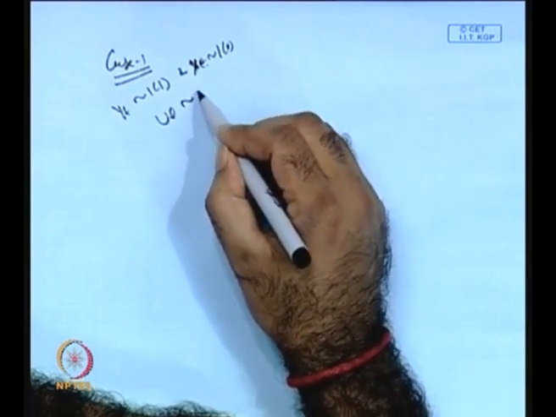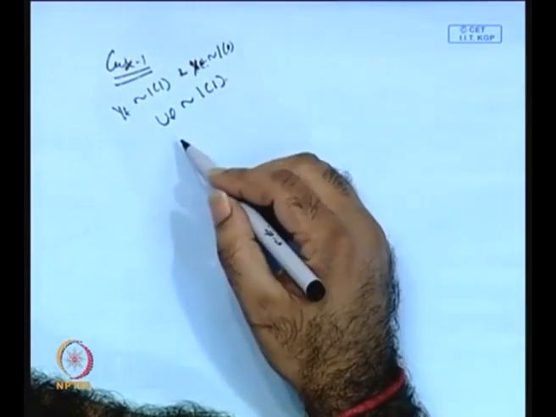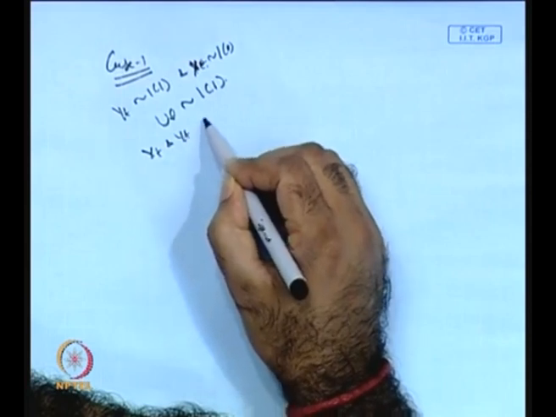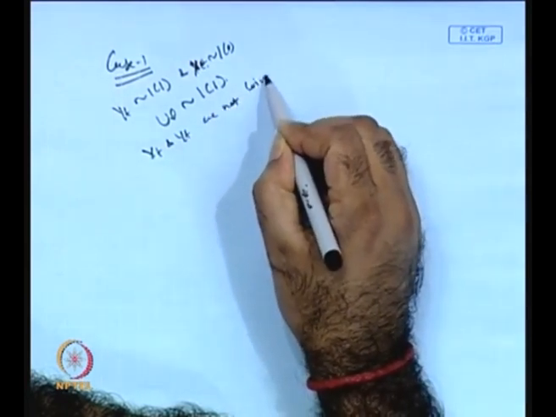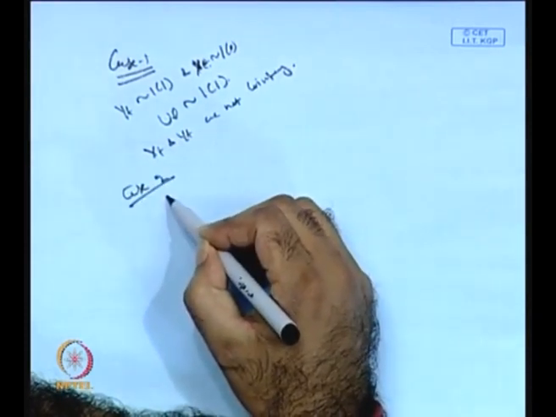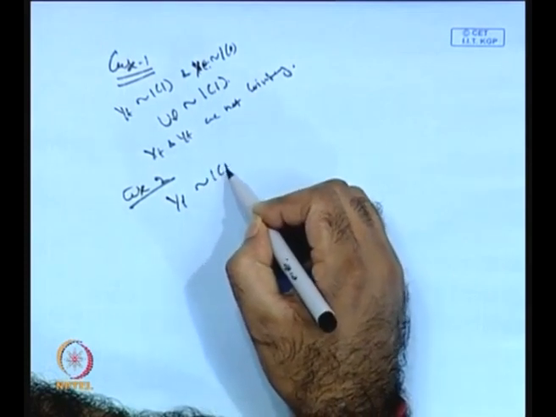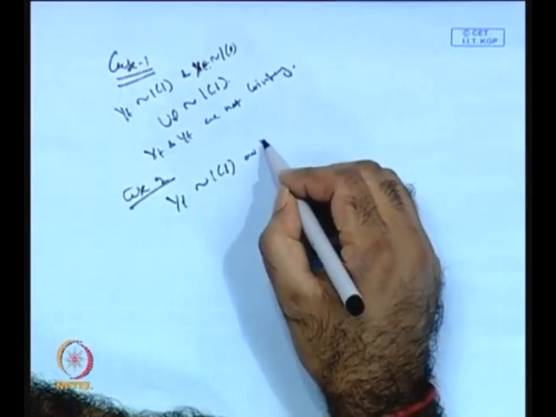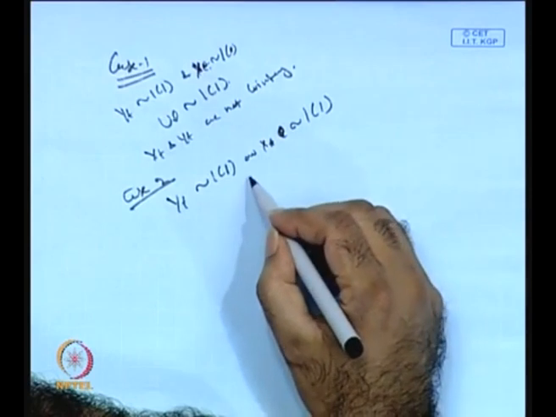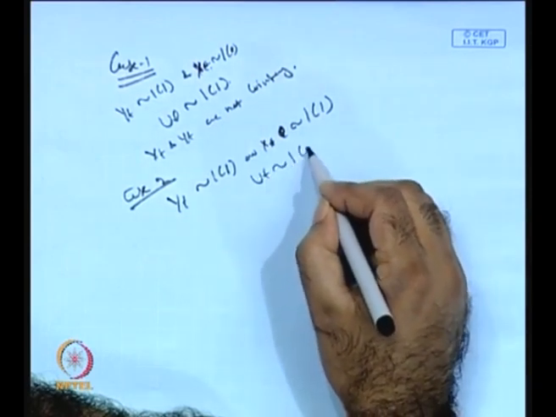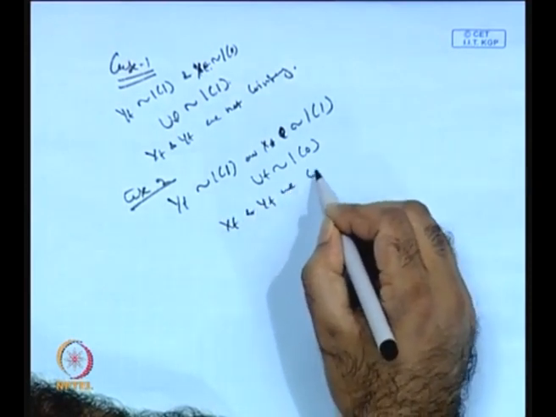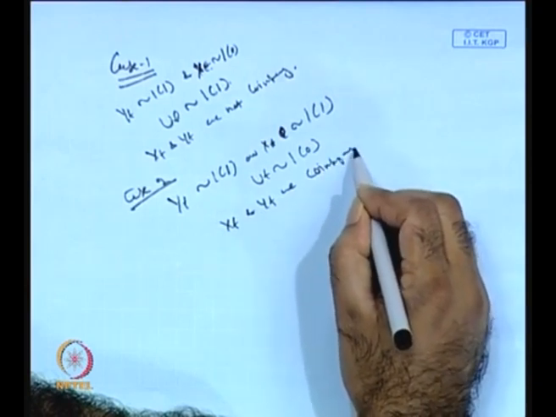In that case, u t will be integrated of order 1, and here x t and y t are not cointegrated. This is case 1. Case 2: if y t is integrated of order 1 and x t is integrated of order 1, then u t will be integrated of order 0. So, in that case, x t and y t are cointegrated.